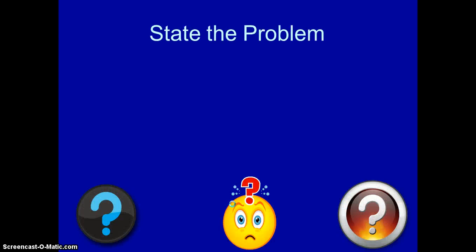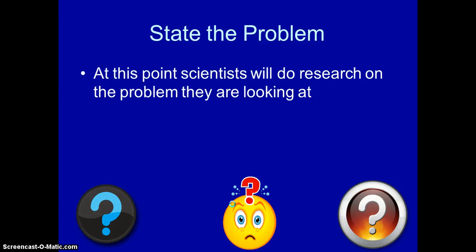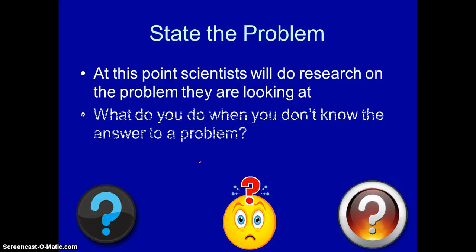After we've made some observations, we've looked at things, then we want to try to figure out, well, what is the problem? What are we trying to actually do here? So at this point, usually our scientists are going to do some research and try to figure out exactly what is the problem that we're looking for here.